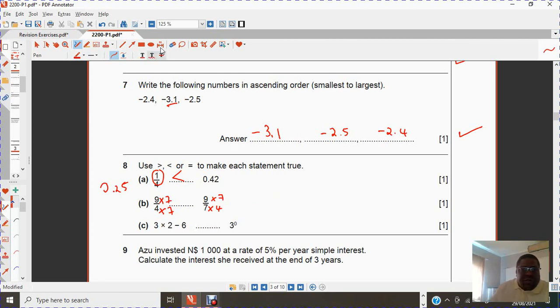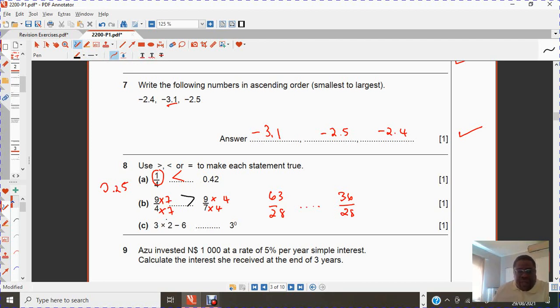So let me just correct this one. This one has to be multiplied by 4, of course. So if I compare, I have 63 upon 28, and then I have 9 times 4, which is 36 upon 28. So the one that has got the biggest numerator, okay, so obviously you can see 63, that is going to be the bigger one. Okay, so the correct answer here, therefore, is that 9/4 is bigger than 9/7.